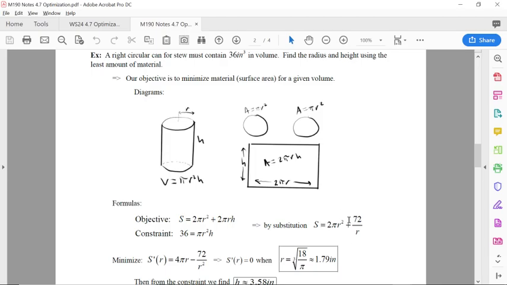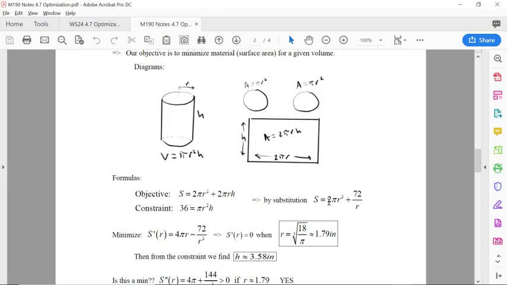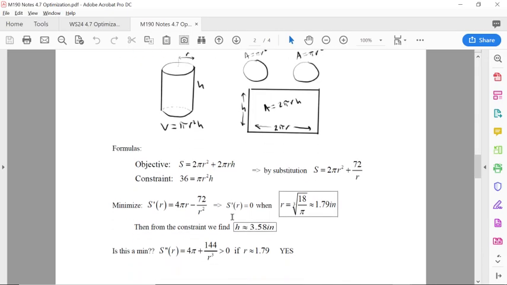So we get this single variable surface area equation with the constraint, the 36 cubic inches of volume, built into our surface area equation already. We built it in through the use of that substitution. And now we can minimize this surface area.